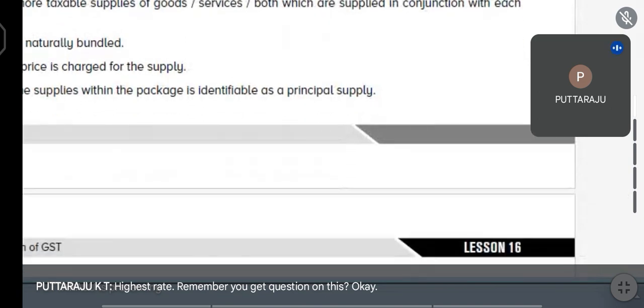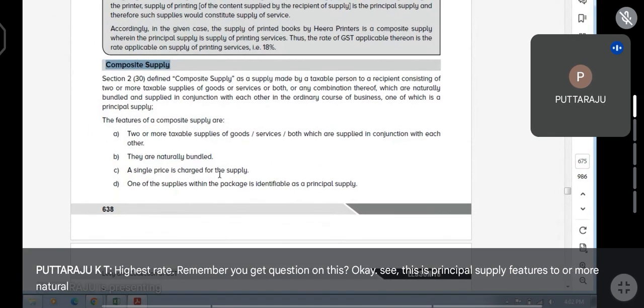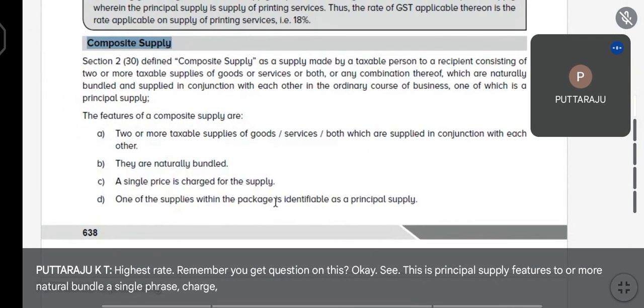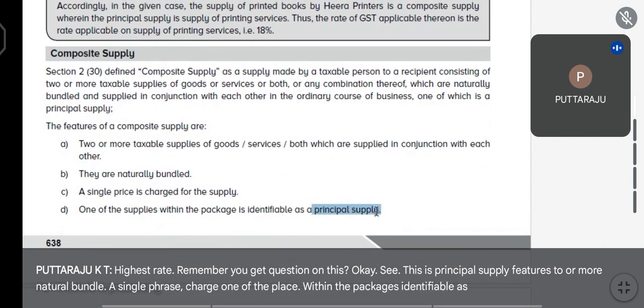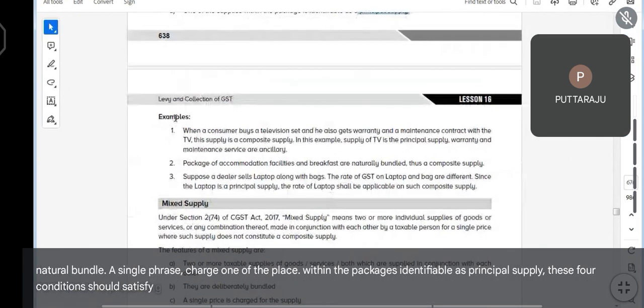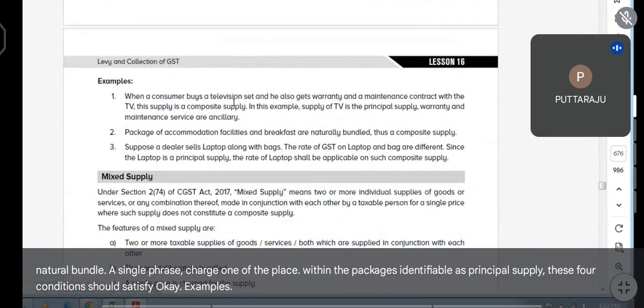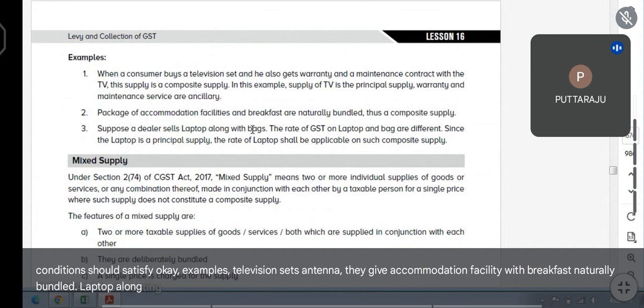See, this is principal supply. Features: 2 or more, naturally bundled, a single price is charged. One of the supplies within the package is identifiable as principal supply. These 4 conditions should be satisfied. Okay, examples: television sets, antenna they give, accommodation facility with breakfast, naturally bundled, laptop along with bags.